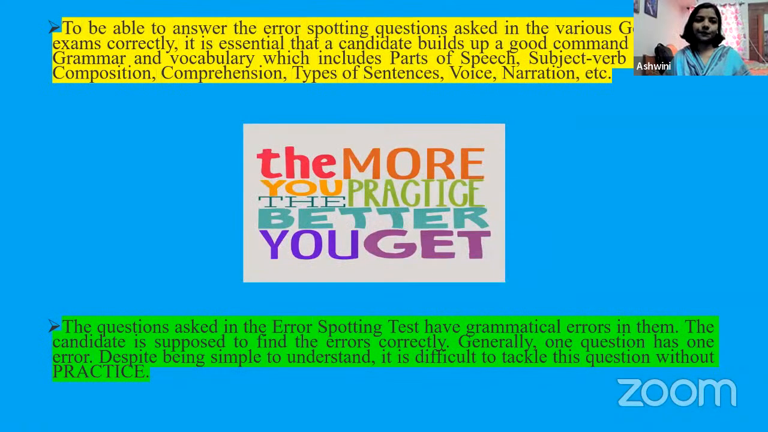Now here, what can we do for the sake of this section? To be able to answer the error spotting questions asked in the various government exams correctly, it is essential that a candidate builds up a good command of English grammar and vocabulary, which also includes the parts of speech, subject-verb agreement, composition, comprehension, types of sentences, voice, narration, etc.